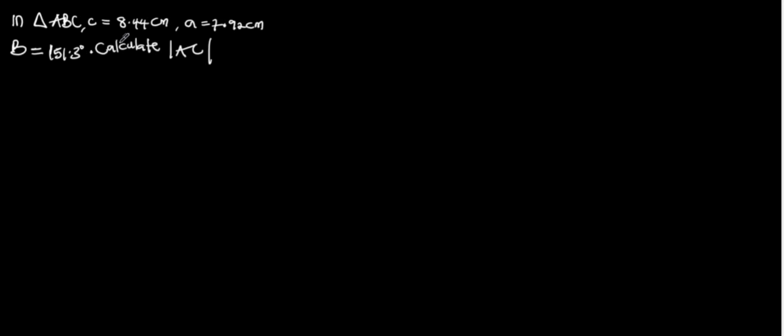So we have this question: in a triangle ABC, side C equals 8.44 centimeters, side A equals 7.92 centimeters, and angle B equals 151.3 degrees. Calculate side AC. Now let's sketch the angle.